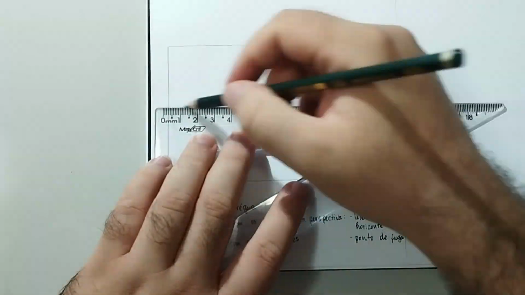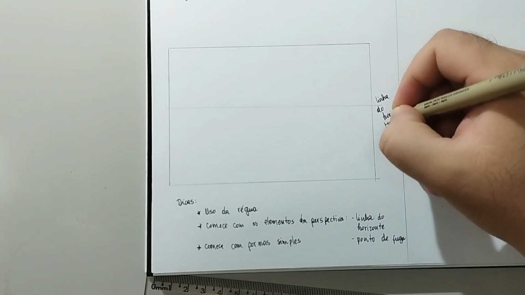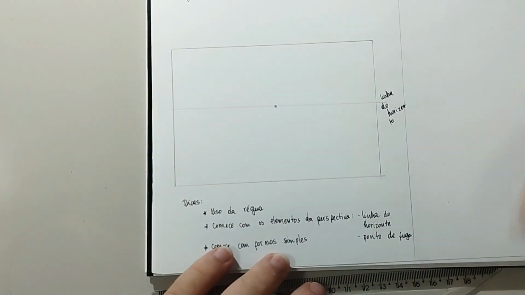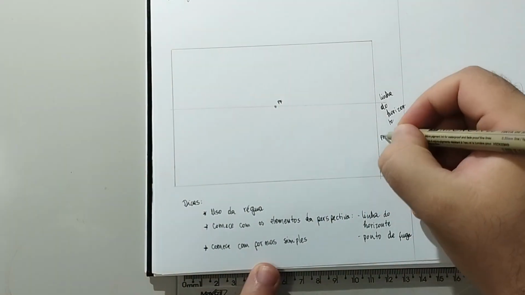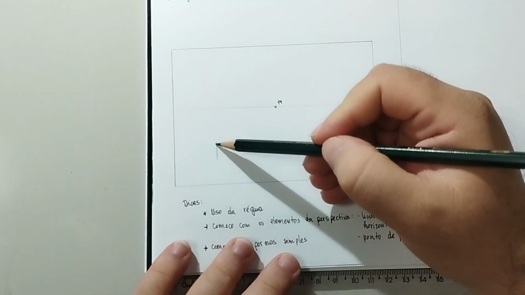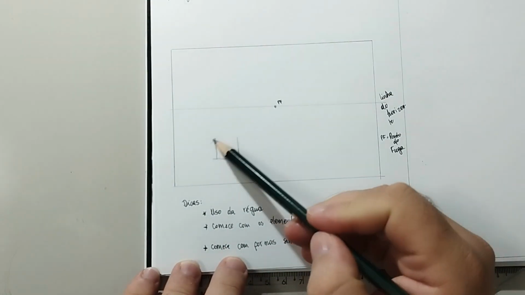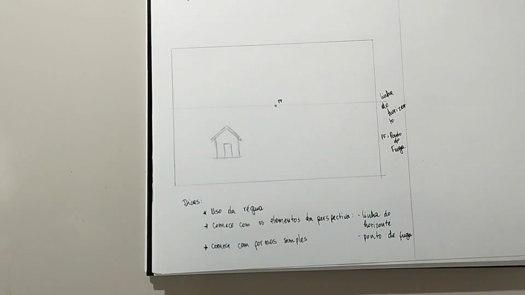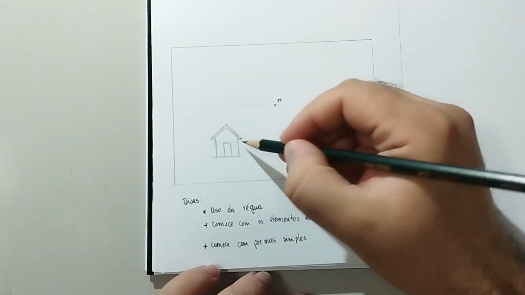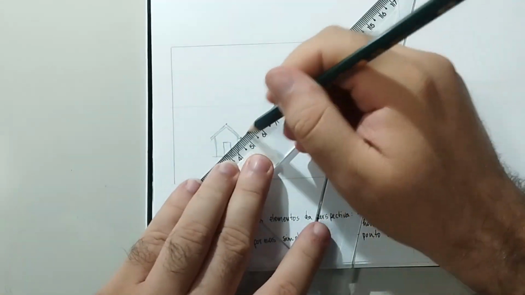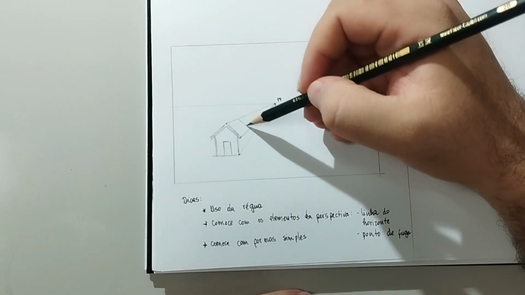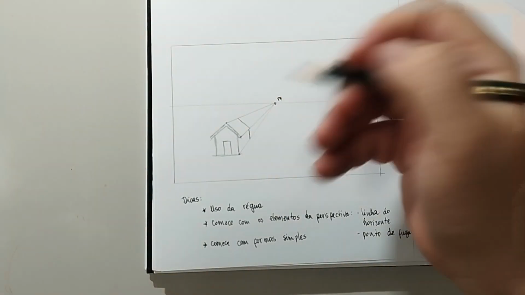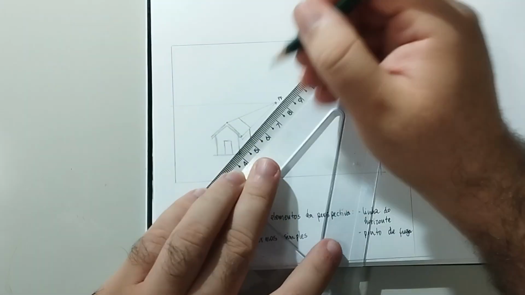So the first thing here I am doing is to establish where the horizon line is, and I'm going to place my vanishing point right in the middle of it. Then I'm going to start this very simple house shape here. We learned this very early in school. And then I'm going to start using a ruler to create my orthogonal lines in direction to the vanishing point.